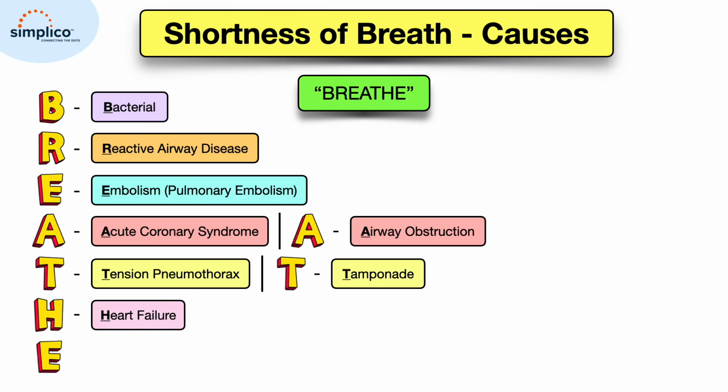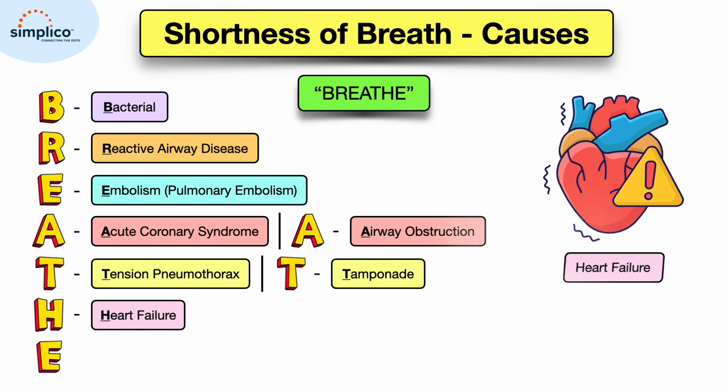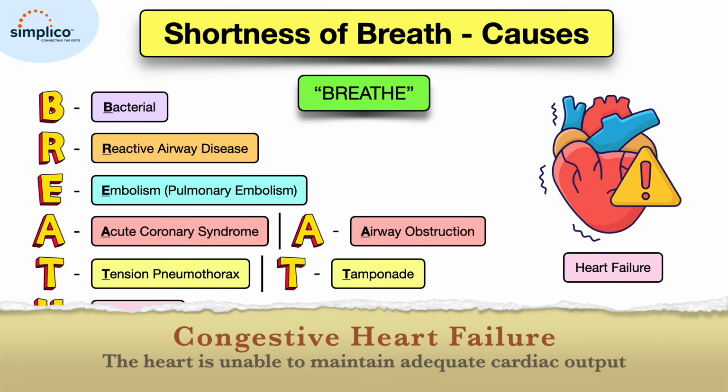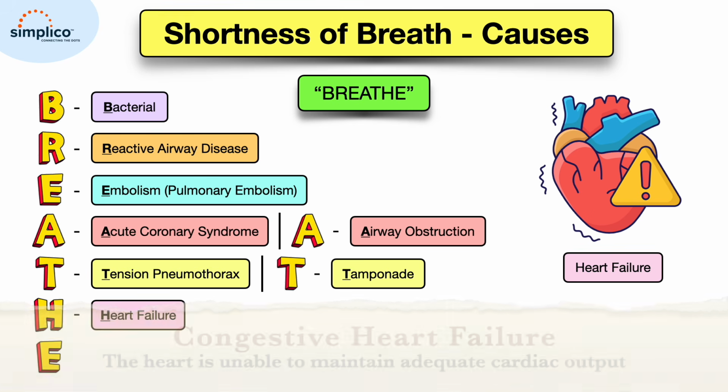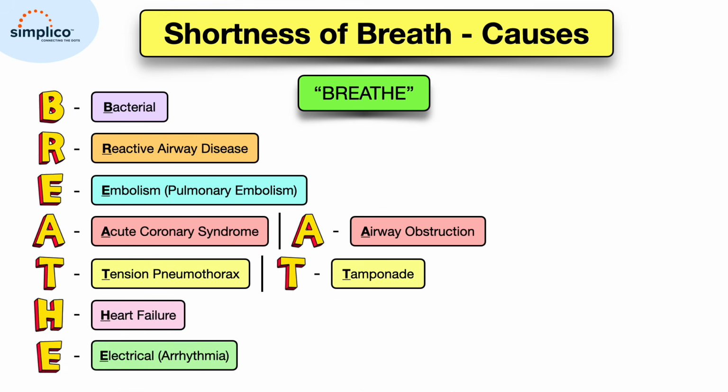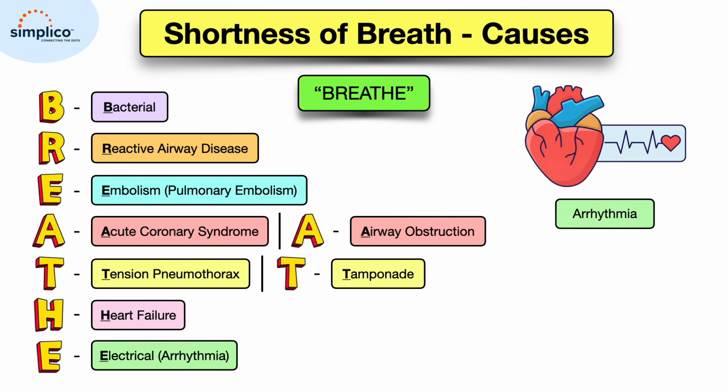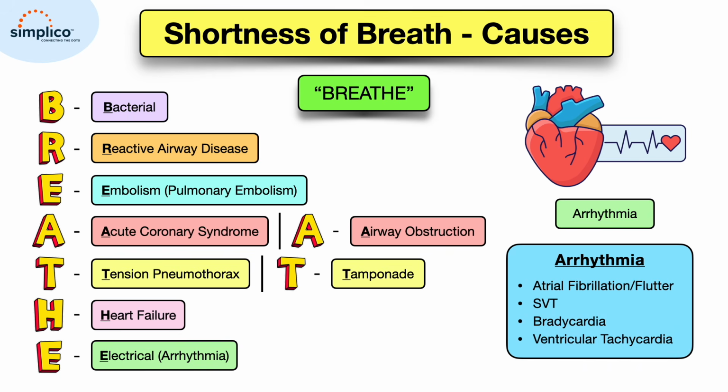Moving on to the H, this will help you remember heart failure, which is when the heart is unable to pump enough blood to meet the body's requirements. Finally, we have the other E. This stands for electrical excitation. This will help you think of arrhythmia, which is an abnormal heart rate or rhythm, and this could include things like atrial fibrillation, atrial flutter, supraventricular tachycardia, bradycardia, and ventricular tachycardia, to name a few.